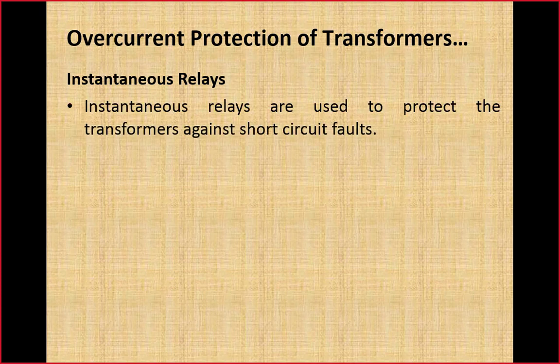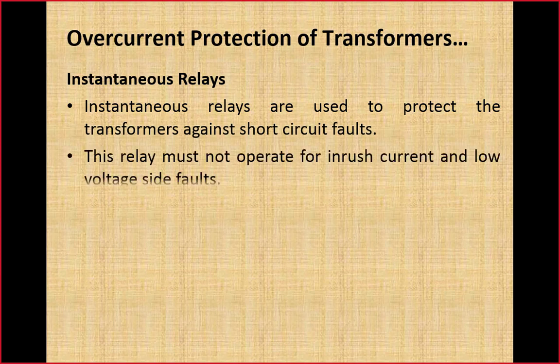So instantaneous relays are used to protect the transformer against short circuit faults, that is, a substitute of fuses in case of large power rating transformers. That relay must not operate for inrush current and low voltage side faults, as the fuses are used to select. So due to this reason, its pickup must be greater than the inrush current as well.